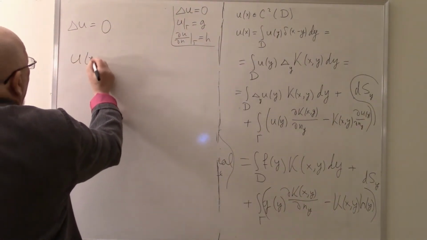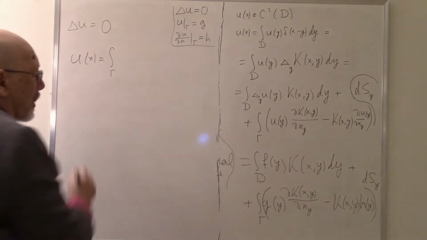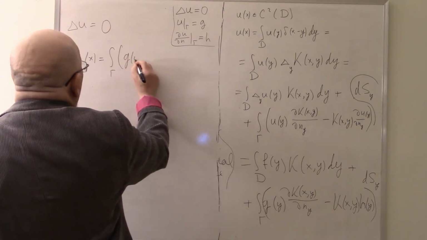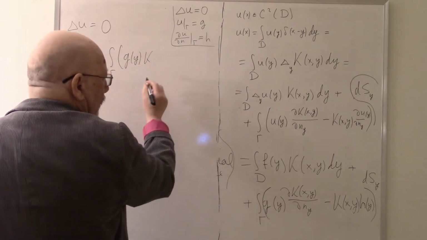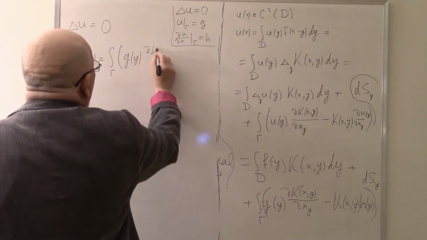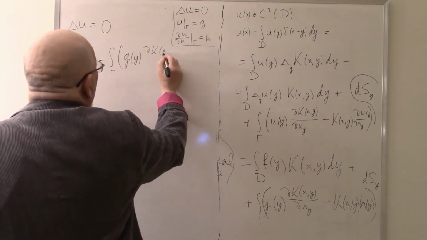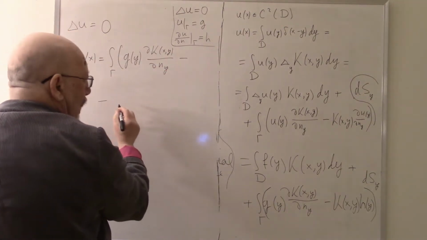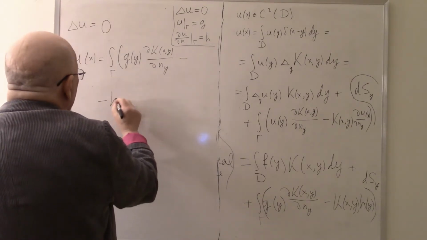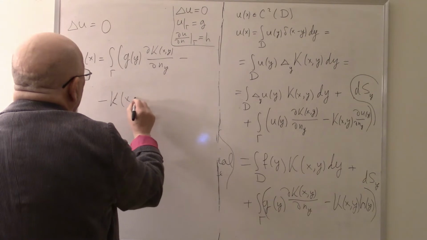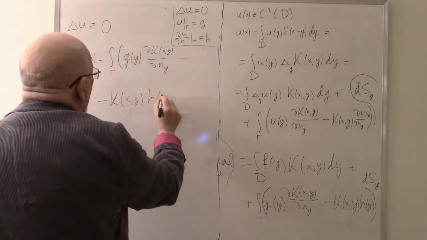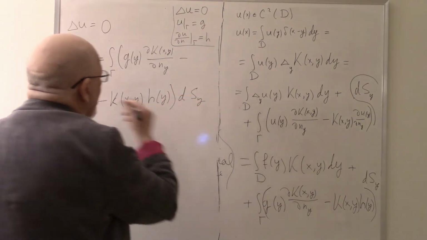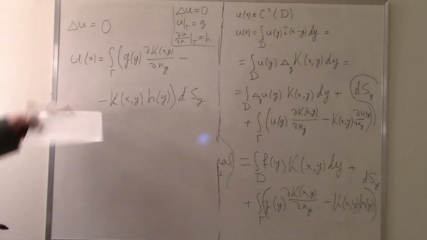u of x equals the integral along gamma of g of y times the normal derivative of k of xy with respect to n_y, minus k of xy times h of y, ds_y. So we have this formula.